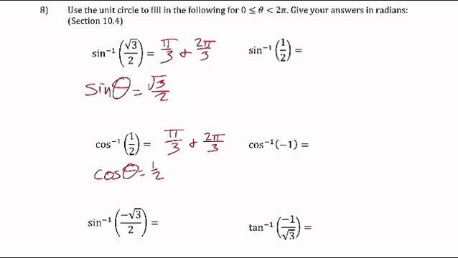For the next one, inverse sine of negative root 3 over 2. So where is y equal to the negative root 3 over 2? We've got 4 pi over 3 and 5 pi over 3. Sine of 1/2. Where is our y value equal to positive 1/2? We've got pi over 6 and 5 pi over 6. Where is cosine equal to -1? There's only one option there. That is at pi.